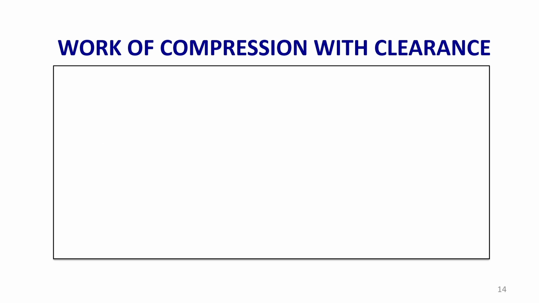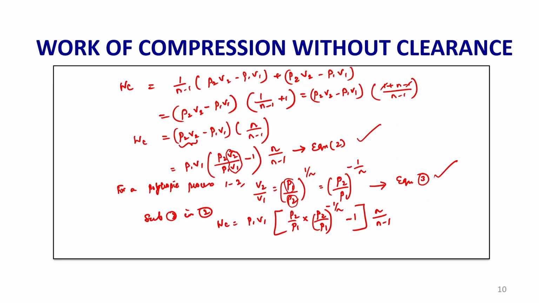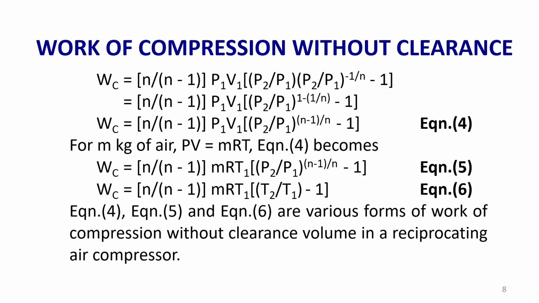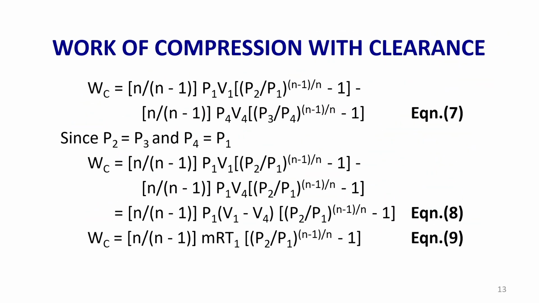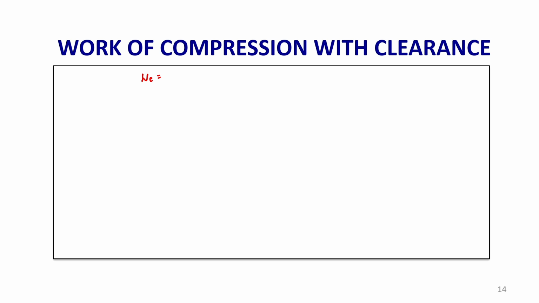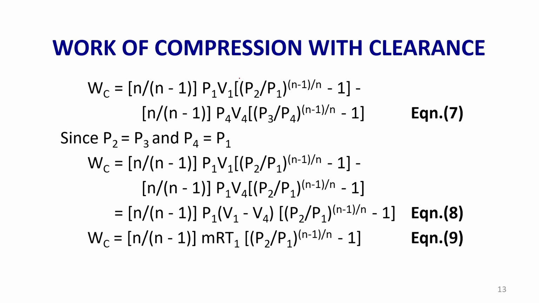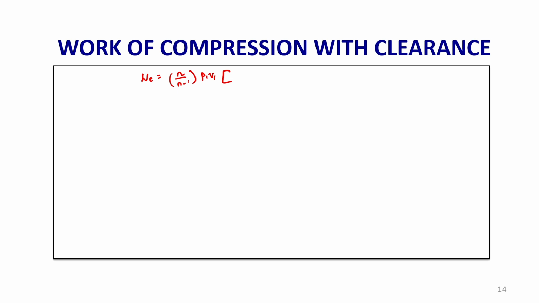Okay. So, let me start here. This is equation 7, nothing but this portion. Equation 4 only I am writing, okay. So, n by n minus 1 P1 V1 into, within the bracket, P2 by P1 whole power n minus 1 by n minus 1.